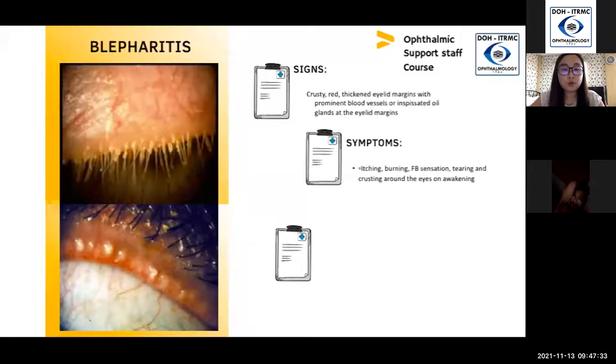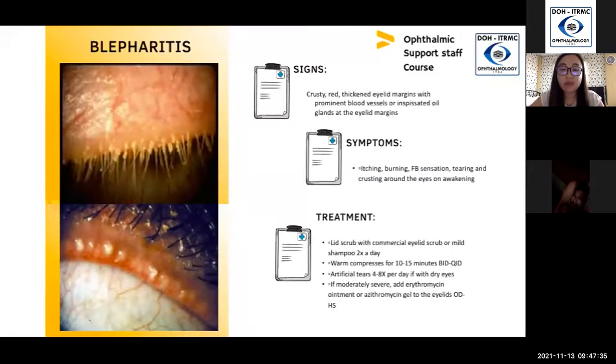So what should we do or what should we advise our patients? Treatment involves lid scrub with a commercial eyelid scrub, or you can ask them to buy Johnson's baby shampoo or a mild shampoo and scrub it on their eyelids at least twice a day, and then advise them to do warm compress, also 10 to 15 minutes, 2 to 3 times a day. You may also give them artificial tears, and if it is moderately severe, you may give them antibiotics, or you can just refer them to your ophthalmologist.